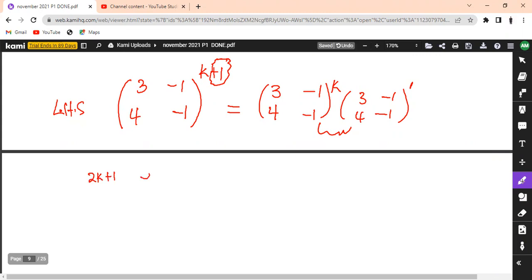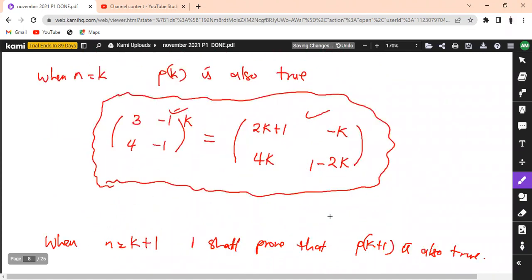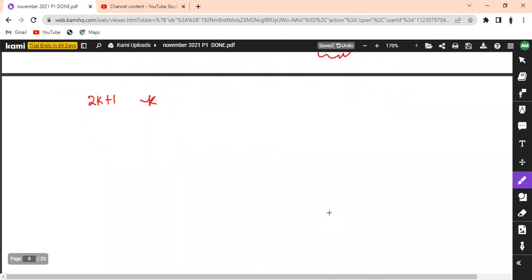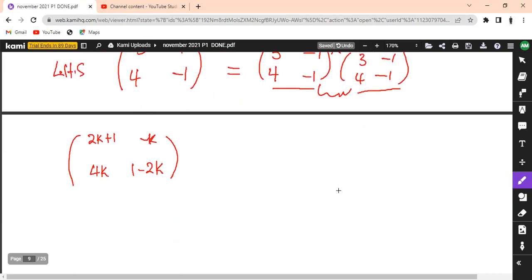minus k. The other part is minus k, if I'm not mistaken here. All right, this minus k, 4k, and 1 minus 2k. Okay, so this is 4k, 1 minus 2k. So this is equivalent to this matrix with an exponent of k. And this matrix we just rewrite as it is, which is 3 minus 1. The one that we are given, we just rewrite as it was.